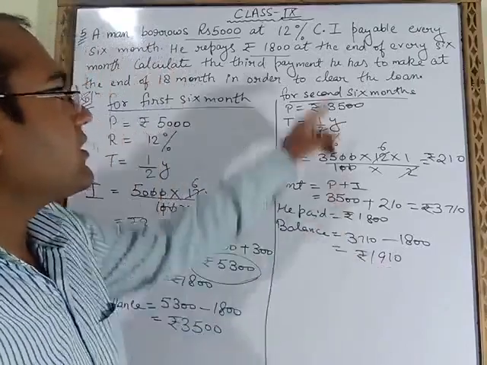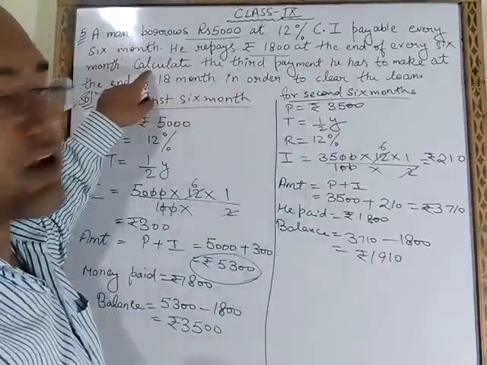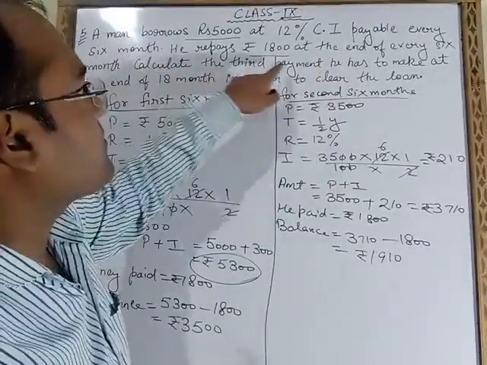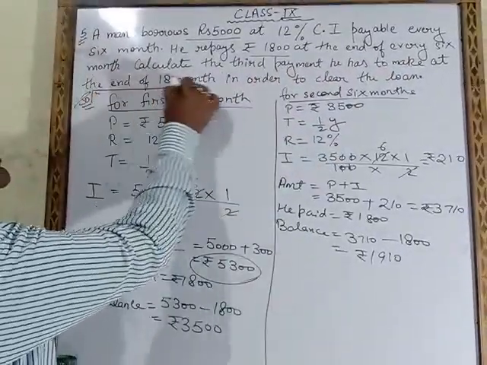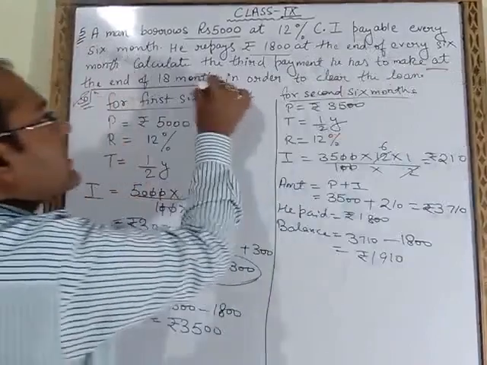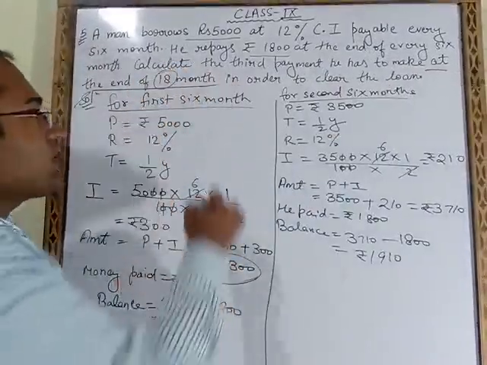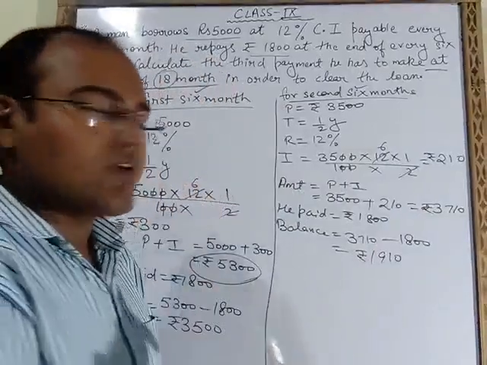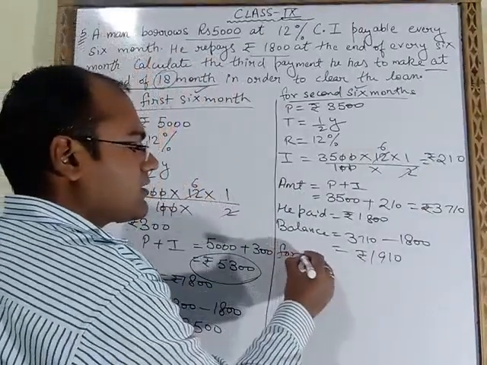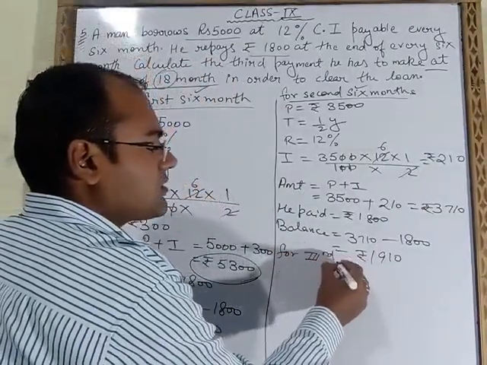Now what we have to calculate? We have to calculate the third payment he has to make at the end of 18 months. What is that? At the end of 18 months. How many months are over? 6 months here, 6 months here, 12 months. Now again we have to calculate for the third 6 months.